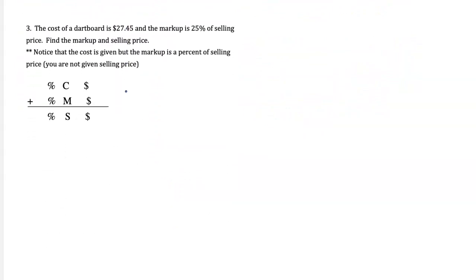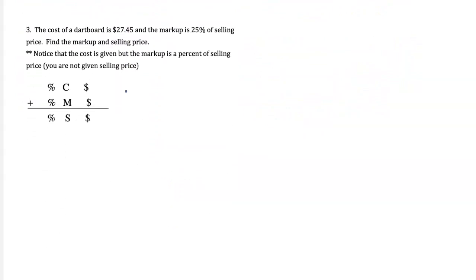The cost of a dartboard is $27.45, and the markup is 25% of selling price. Find the markup and the selling price. Let's fill in what we know. So the cost is $27.45. The markup is 25% of selling price.